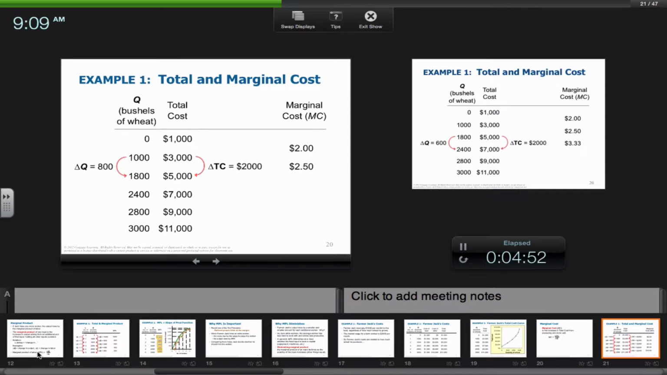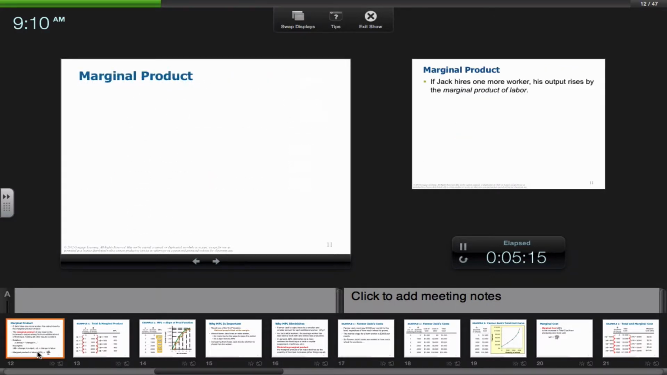Now, each additional bushel to go from 3,000 to 5,000 increases our total cost $2,000. Our quantity only increased by 800 when you do that math. Each additional bushel from 1,000 to 1,800 cost us $250. So on and so forth. 333.